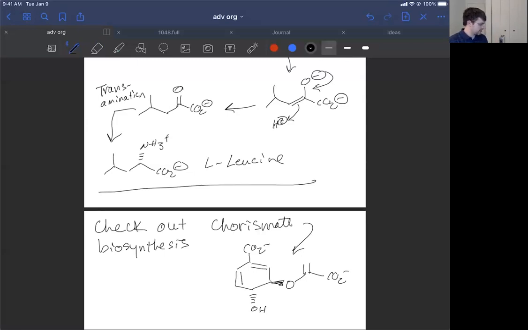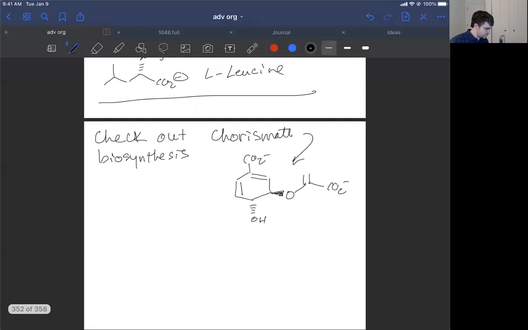So chorismate can make tryptophan. And so the way this works is we are going to see, I want to see this pathway with some detail. Okay. So we're going to talk about how we can use this en route to tryptophan.